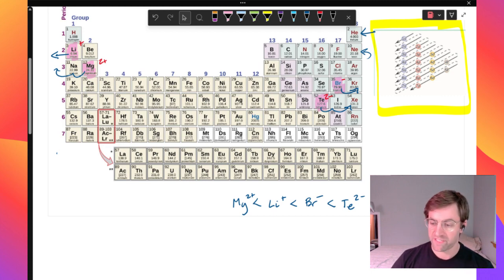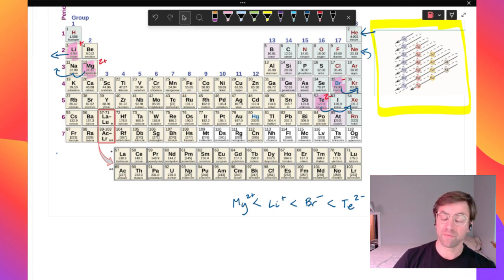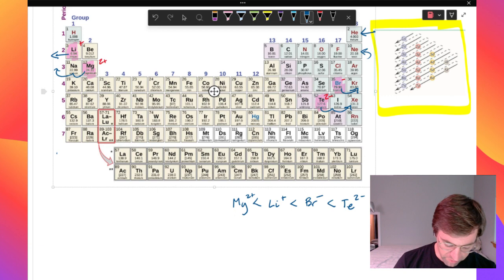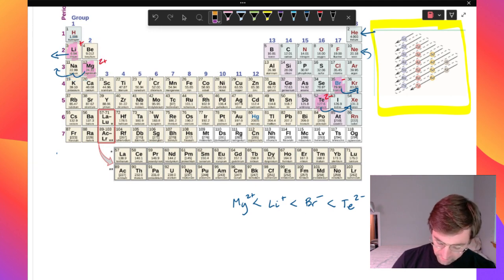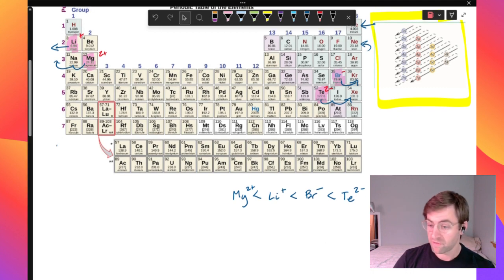So losing multiple electrons has a much greater effect on atomic radius for atoms that are close to each other in the periodic table, which is why magnesium, even though it's lower down in the group, would be smaller than the lithium cation. There you have it.